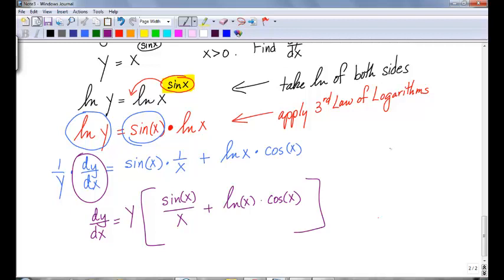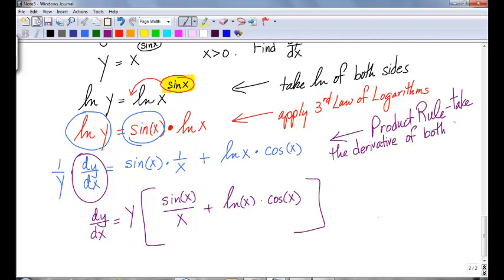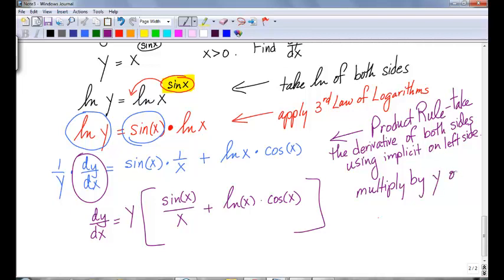We need product rule, and take the derivative of both sides using implicit. That's when you have to take the derivative of a y term, you have that extra dy over dx on the left side. And product rule is on the right side. Okay? And then I just multiplied by y on both sides.